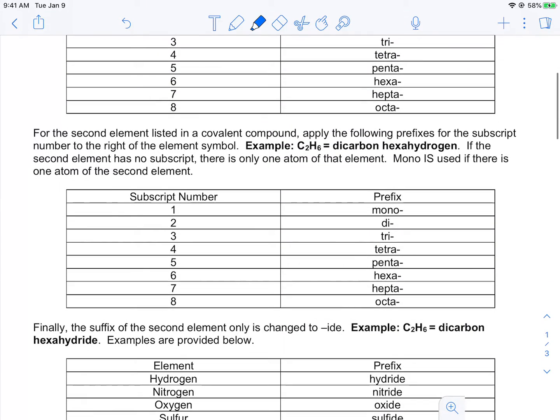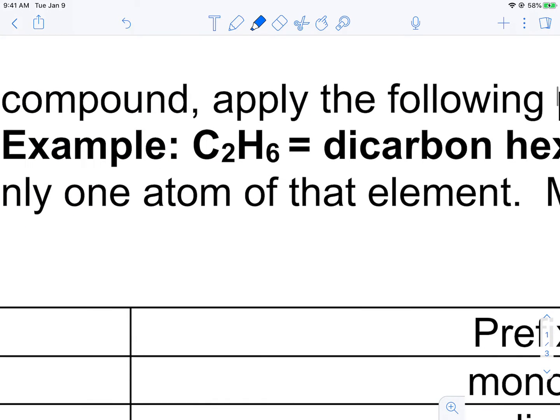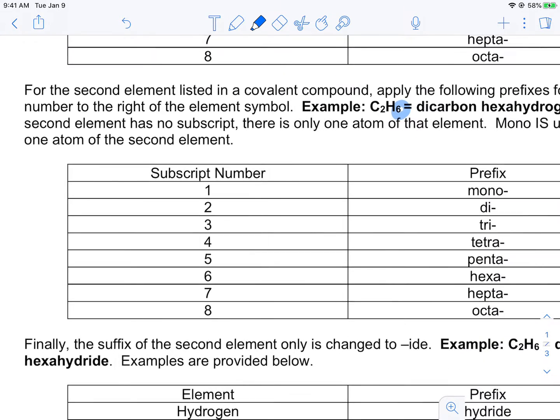The next thing is you move over to the second element. So the second element, same thing, okay? So you use the prefix for the subscript that is right after the letter. So if H, the chemical symbol for hydrogen, has a 6 immediately after it, that means that we're going to use the prefix that applies to 6, which is hexa.